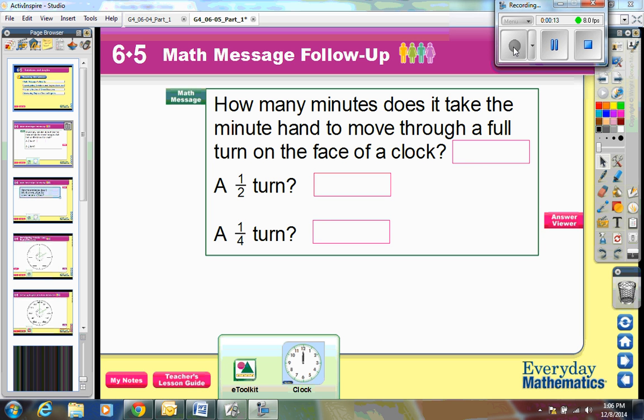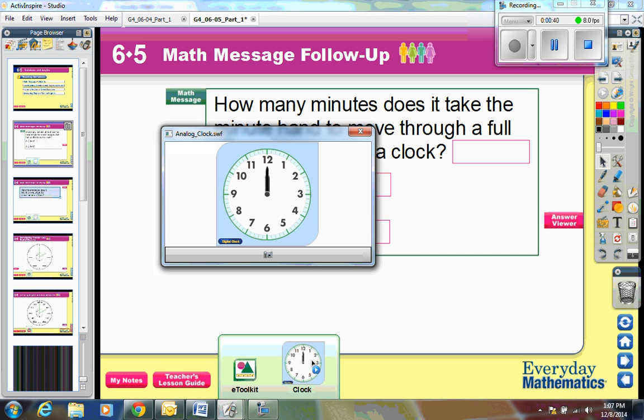Before we get started, I want to review something that we touched on in Everyday Math last year. With your math message, how many minutes does it take the minute hand to move through a full turn on the face of a clock? So here is the face of the clock.